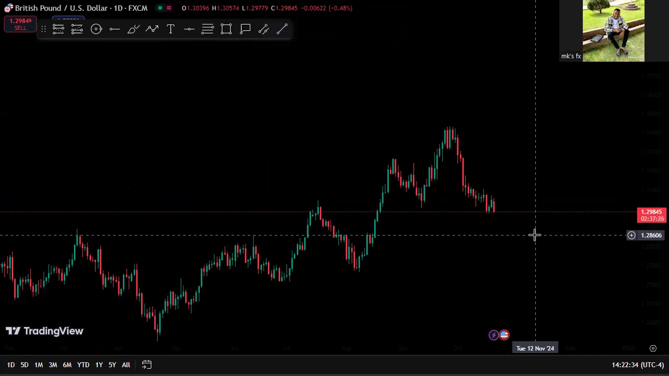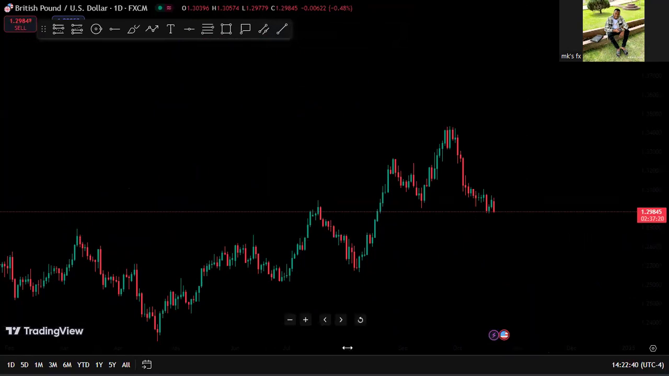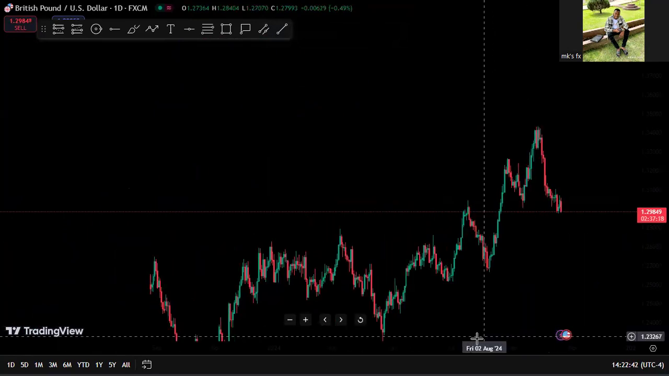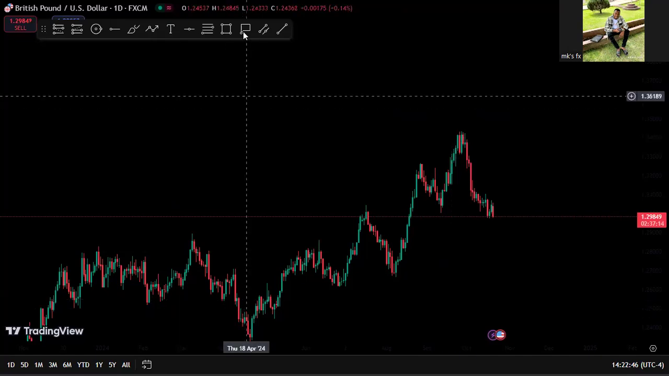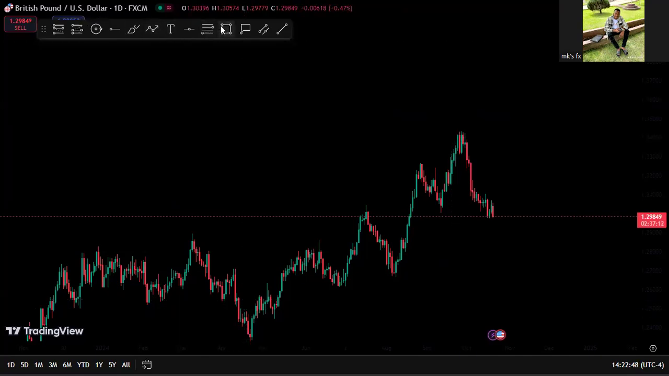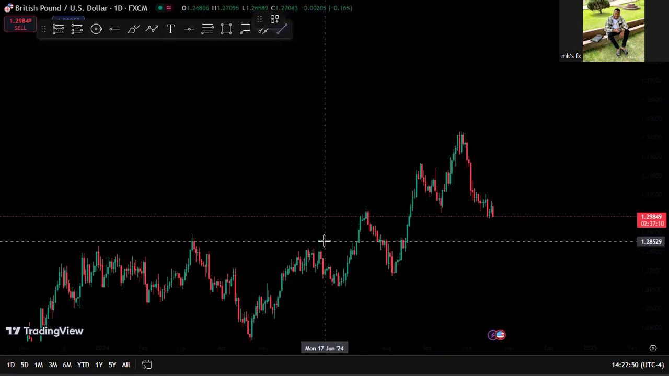You can't just identify this by just looking at the chart. At times it's good you just look at the chart and you say it, but it is always good you mark out your break of structures. That's the first thing you do to identify if it's an uptrend or a downtrend. So the first thing you do is you identify your break of structures.